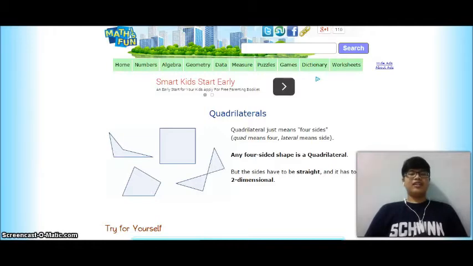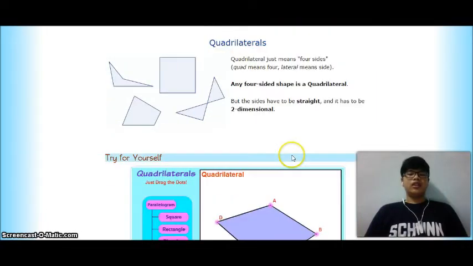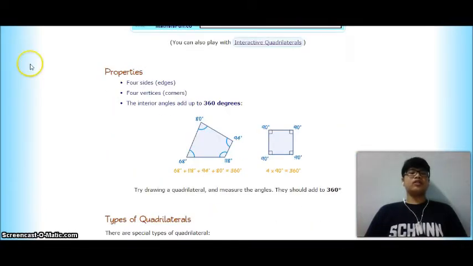Alright, hi guys. I'm going to explain about quadrilaterals. Quadrilateral just means four sides, which is quad means four, and then lateral means sides. And a four-sided shape is a quadrilateral. Okay, let's look up on the properties of quadrilateral.